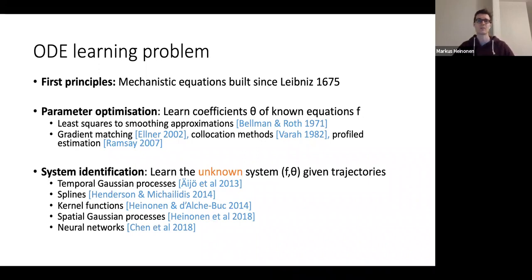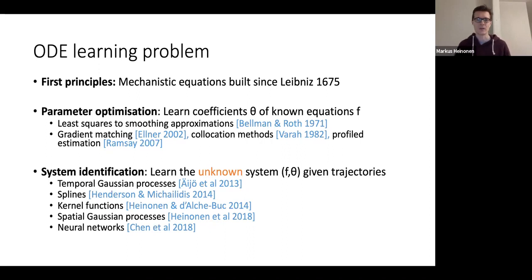And especially in statistics, this has been studied a lot, especially using these kind of gradient matching techniques. And then what we are most interested in is the system identification case, where the underlying system is completely unknown. We simply have some trajectories and we need to learn the whole thing. And now this sounds like machine learning to me. So we would apply some machine learning black box systems that can reproduce these trajectories. And this is something that started maybe around 6-7 years ago, where these kind of conventional approaches have been applied: Gaussian processes, splines, kernel functions, and so on.